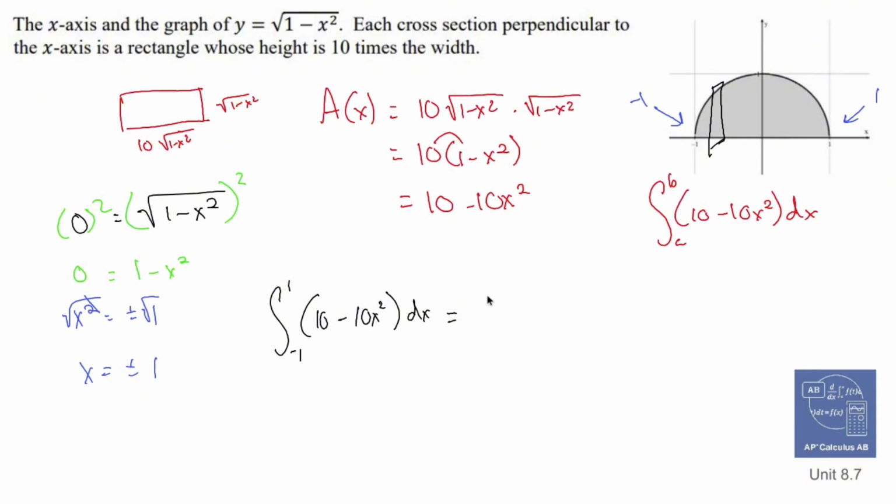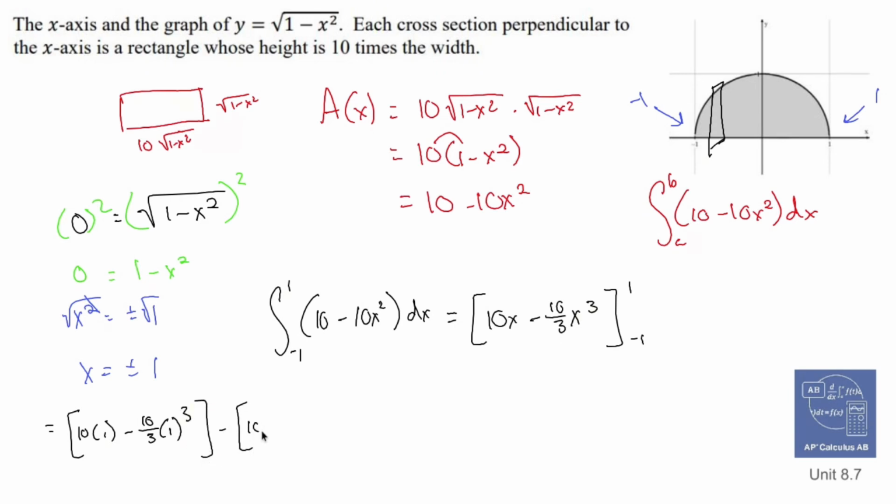Okay, the integral of 10 is 10x. The integral of negative 10x squared is negative 10 thirds x cubed. And my limits are negative 1 and 1. Okay, so I'm expecting a lot of repeats going on here. We got 10 times 1 minus 10 thirds times 1 cubed, close it, minus 10 times negative 1 minus 10 thirds times negative 1 cubed, close it.